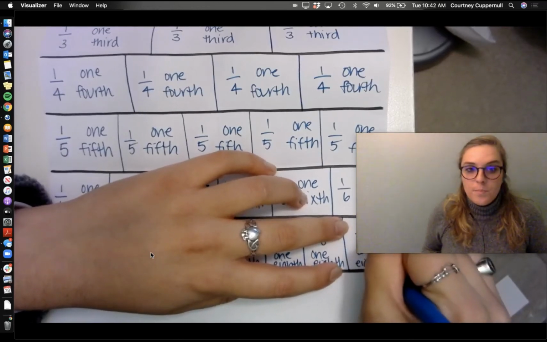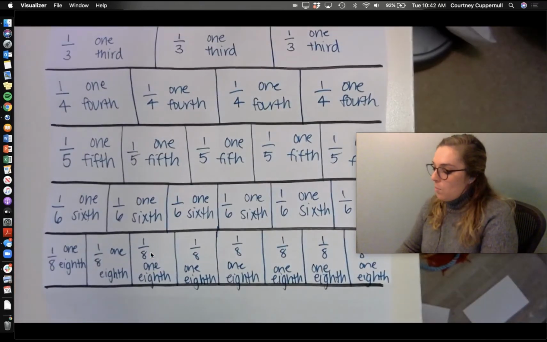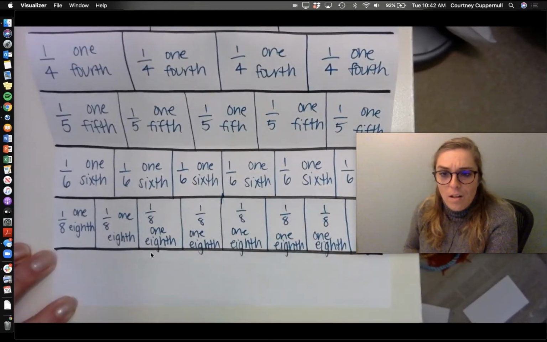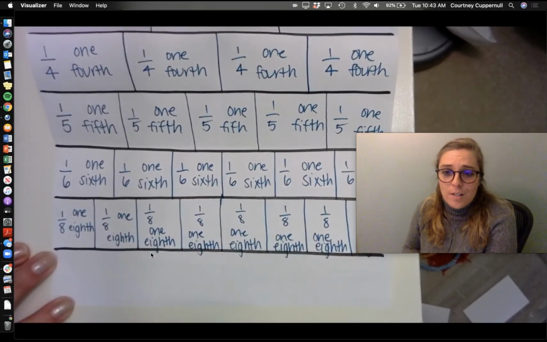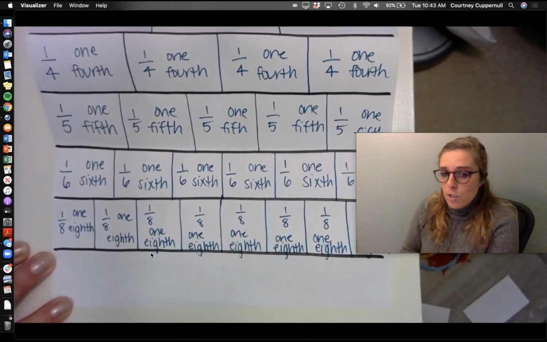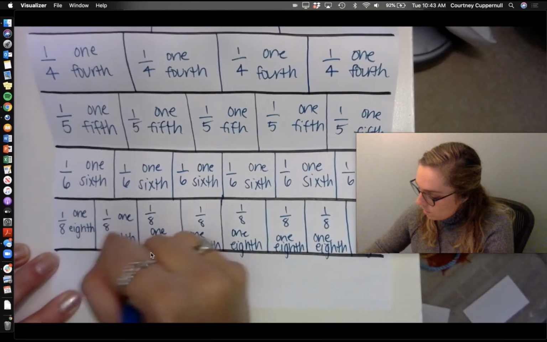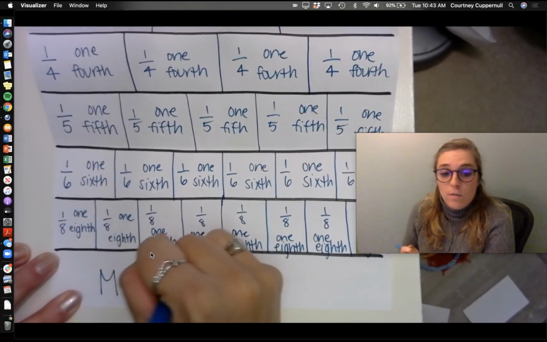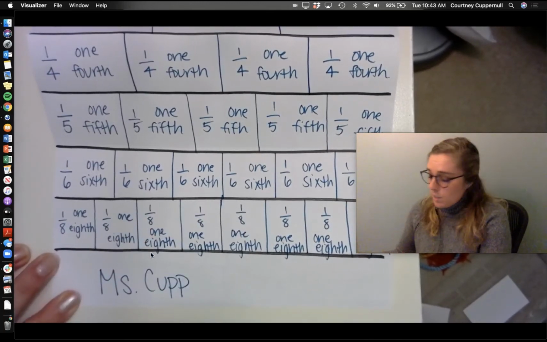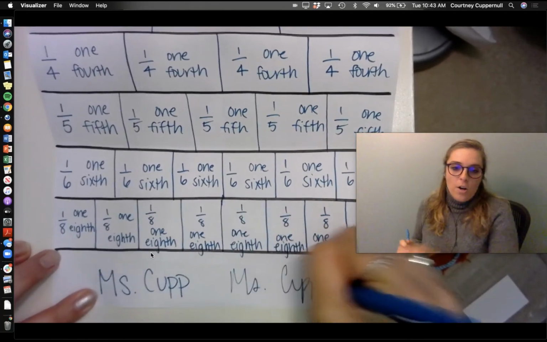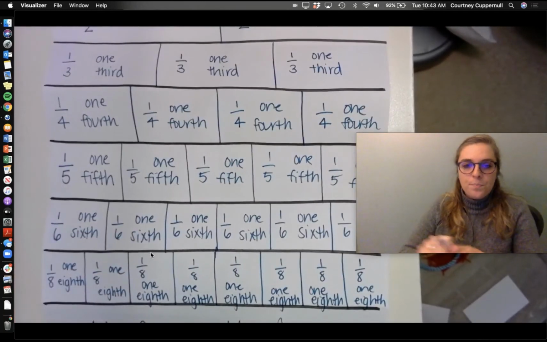All right. Now you're probably like, Miss Cupp, what are we going to do with this last whole strip at the bottom? Well, any good artist always signs their work, so we're going to put your name on it. So what I want you to do is write your name at the bottom. Maybe you can even do an artist signature afterwards. So you could be really fancy or something like that. All artists always sign their work, so sign your work, friends.